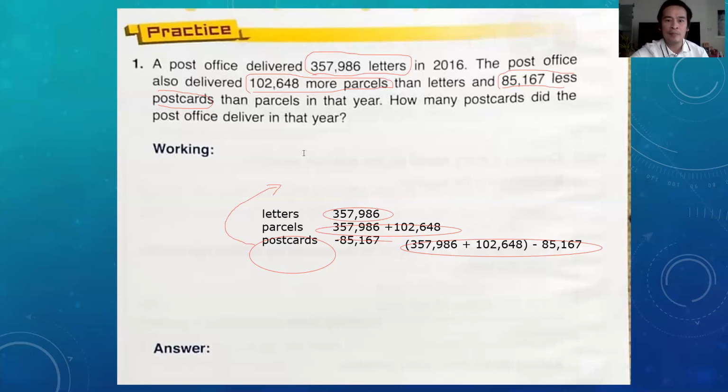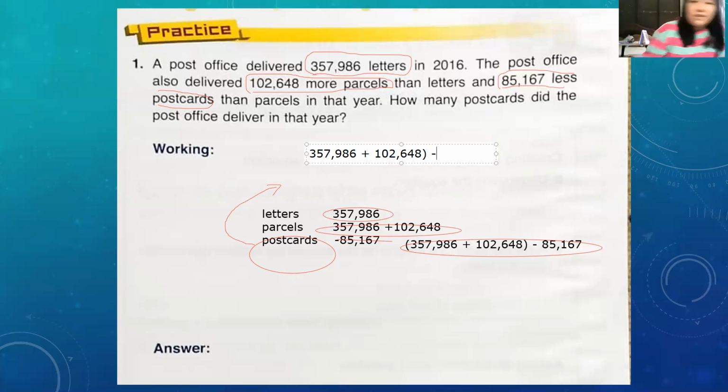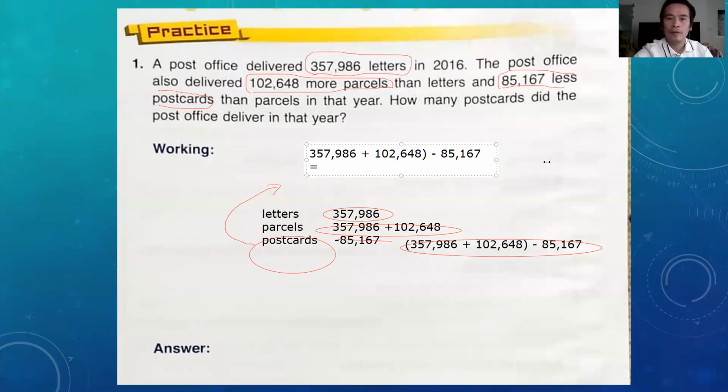Our number sentence must be 357,986 plus 102,648 minus 85,167 equals. Okay, so this is our number sentence.